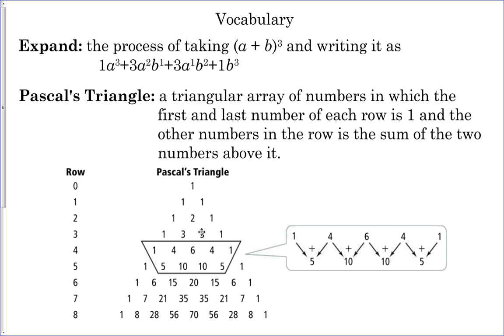So now this is 1, 3, 3 and 1 because it starts and ends with 1. 2 and 1 is 3. 2 and 1 is 3. And then here we have 1, 4, 6, 4, 1. Starts and ends with 1. 3 and 1 is 4. 3 and 3 is 6. 3 and 1 is 4. And so on. Now, this is only the first 8 rows.